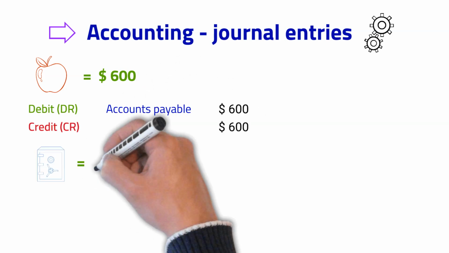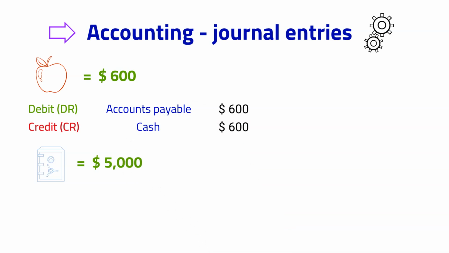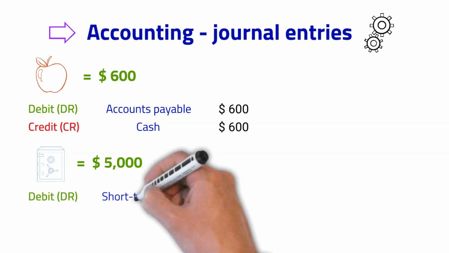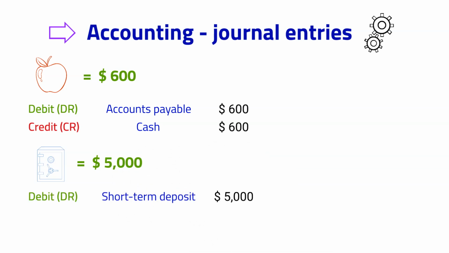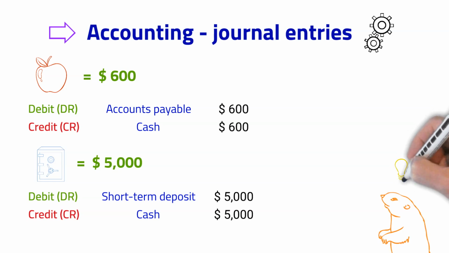We can also move the cash from our bank to a 2-month deposit. That would qualify as cash equivalent. And the journal entry would be debit short-term deposit, still in cash and cash equivalents 5000, credit cash 5000. These are within cash and cash equivalents, just different pockets.